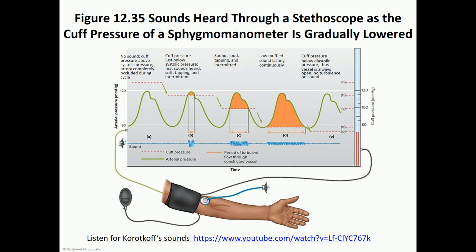Then you're going to keep on decreasing the pressure in the cuff until you reach the very end where you hear a very low muffled sound. That is where you've hit the diastolic pressure. If you release it even more, now the blood vessel is totally open, so there's no turbulence, and you'll stop hearing sounds. So again, Korotkoff sounds are the sounds that help us measure blood pressure.